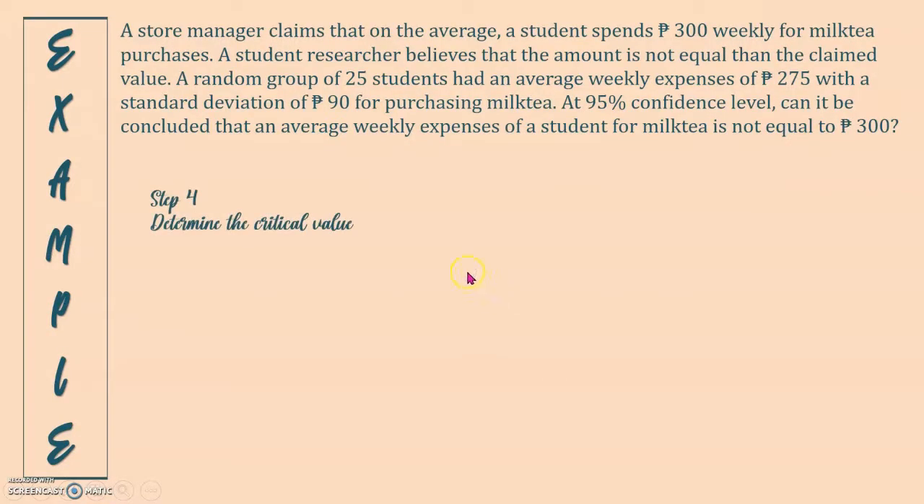So step 4, let's determine the critical value. In determining the critical value, we need to determine first the degrees of freedom. So df is equal to n minus 1, in which n is the sample size, and our sample size is 25. So df is equal to 25 minus 1, that's equal to 24.